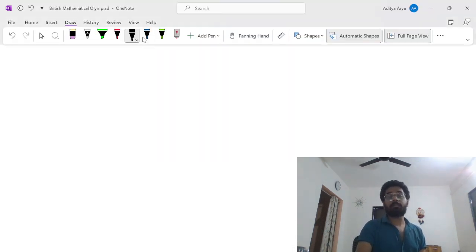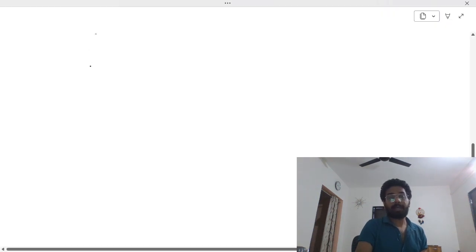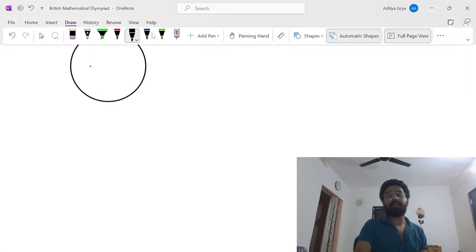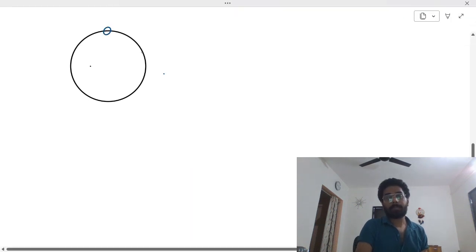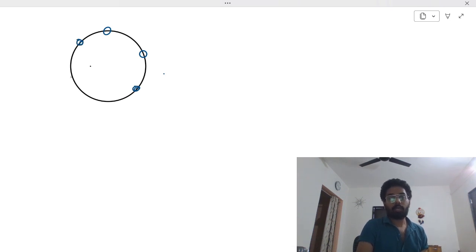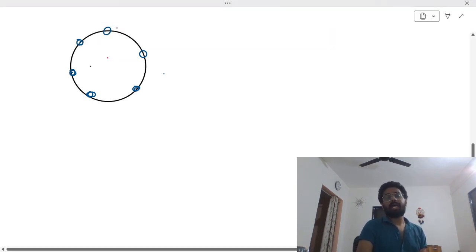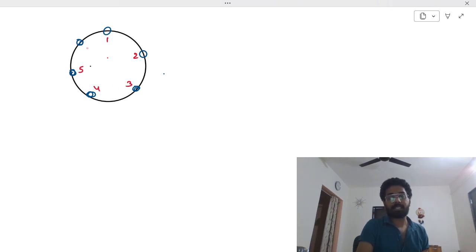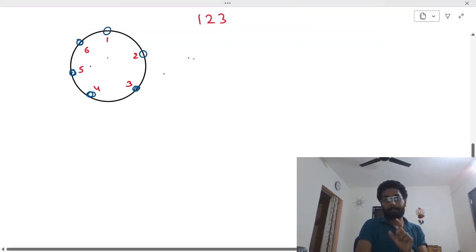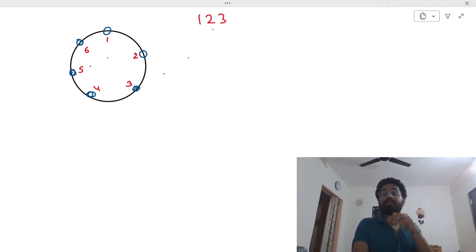Let's suppose all of them are blue. Let's say we have six blue dots: 1, 2, 3, 4, 5, 6. Now we give them the numbers 1, 2, 3, 4, 5, 6. So 1, 2, 3: this combination forms one fault, because between blue dots 1 and 3 we have a dot, and it doesn't matter whether it's blue or red.